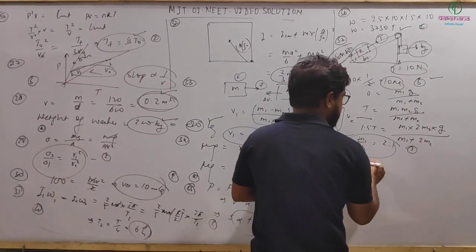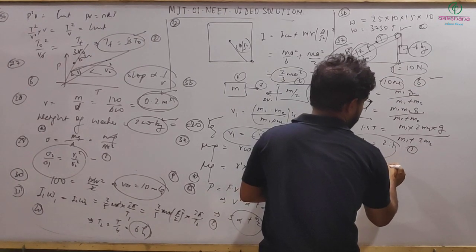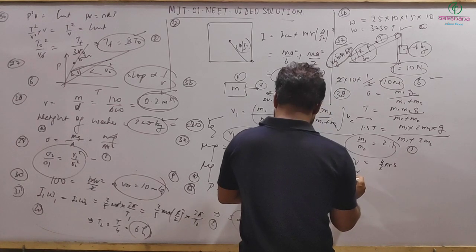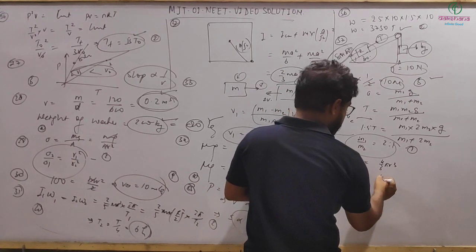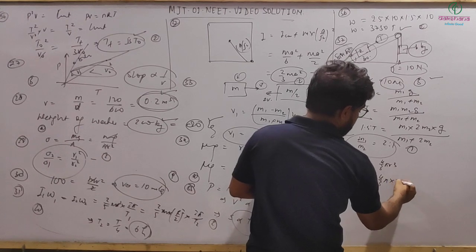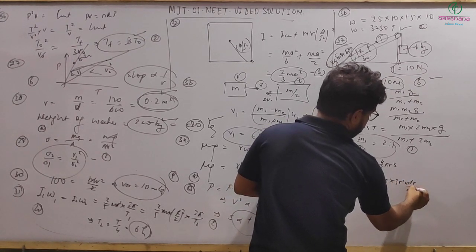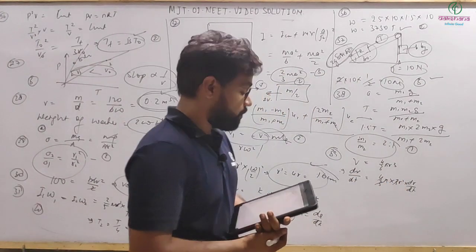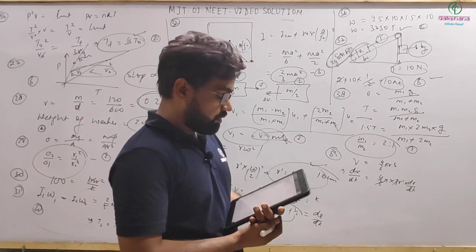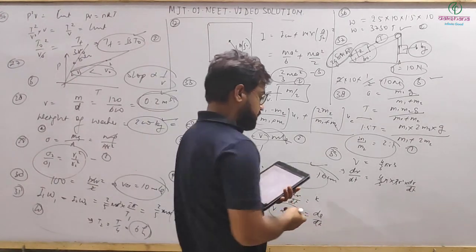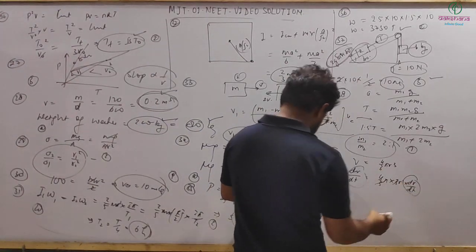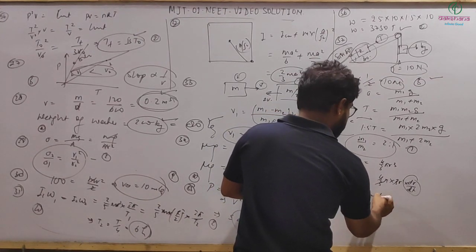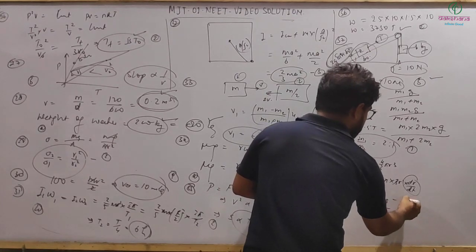So the volume of the bubble is 4 by 3 pi r cube. The rate of change dV by dt is equal to 4 by 3 pi into 3 r square into dr by dt. The 3 gets cancelled. At t equal to 4 seconds, r is equal to how much? 2. Substituting and solving this, because everything is given to us, this comes out to be 8 pi units per second, matching with option number 1.